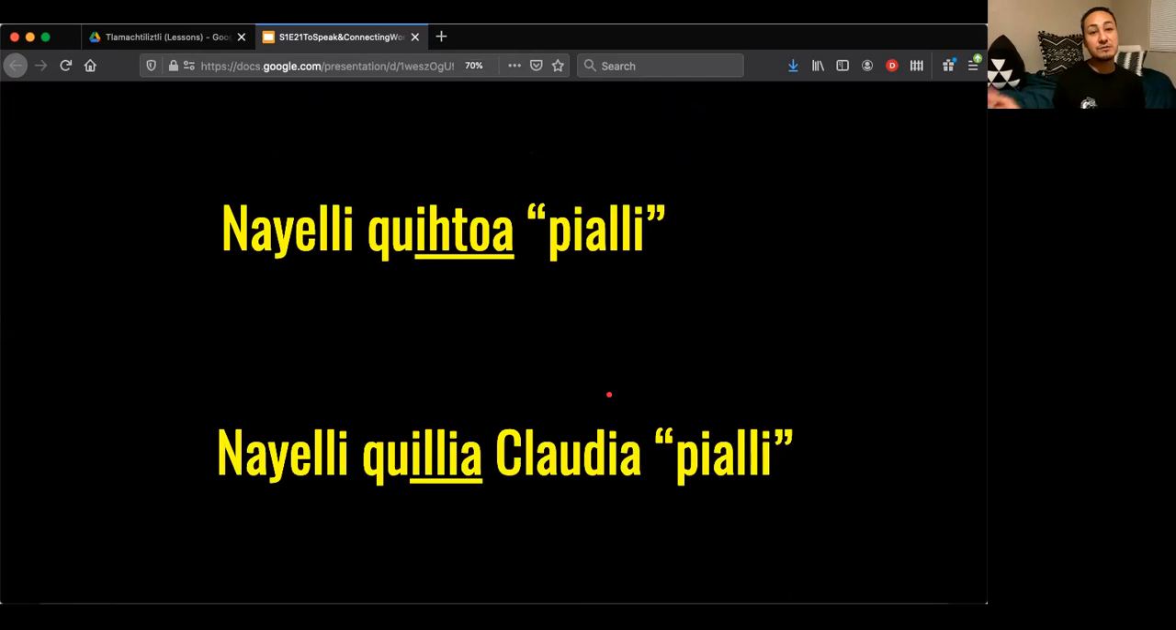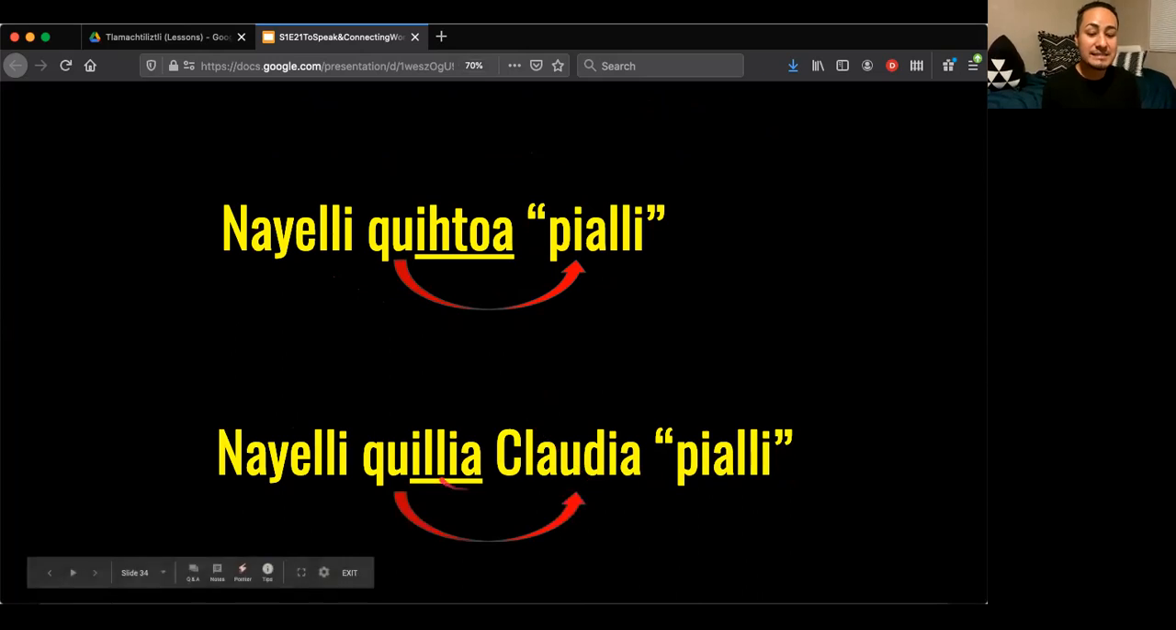Okay, so actually I made a slide to specifically illustrate this difference. So Nayeli ki Ihtoa piali versus Nayeli ki Illia Claudia piali. In this case, I'm saying Nayeli says it, and the thing that she's saying is piali. Versus when you say Nayeli ki Illia Claudia piali, this ki is now not referring to the word piali. It is now referring to the word Claudia. So here it's saying Nayeli says it, piali, versus here it says Nayeli tells her, Claudia, piali. So this ki in both of these situations is referring to a different thing.